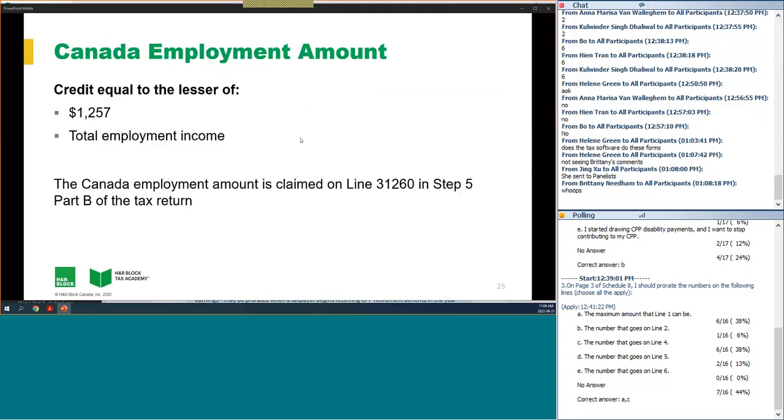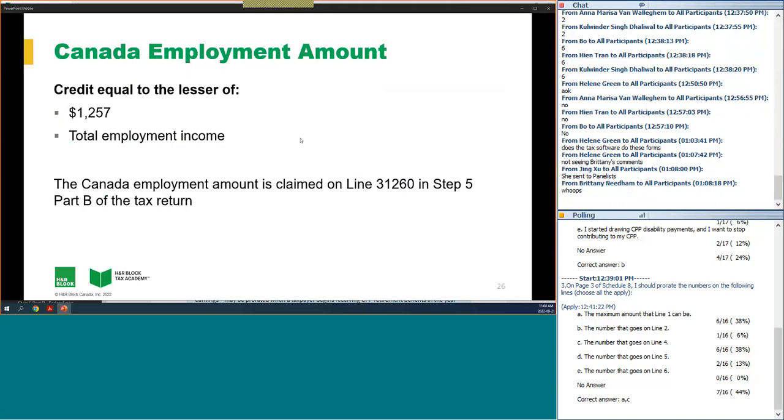So still talking about credits. We have done CPP credits. We've also done the deduction, but the CPP credit is what we're talking about right now. We've done EI credits. The next one is the Canada Employment Amount. The Canada Employment Amount is a credit for anyone who has employment income to a maximum credit of $1,257. You don't need to memorize that number. You need to know roughly what it is. It does change every year. Okay, so it's $1,257 for 2021.